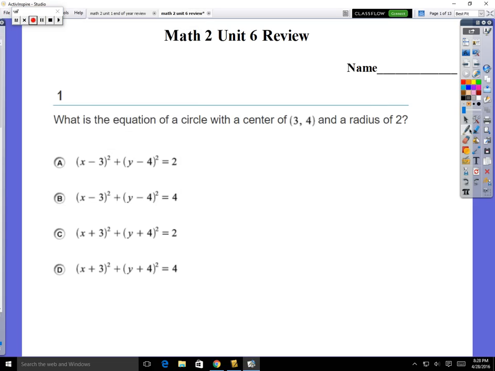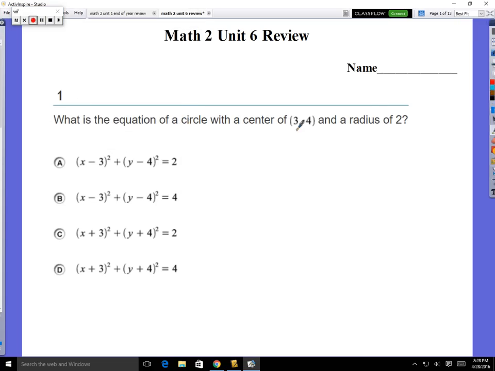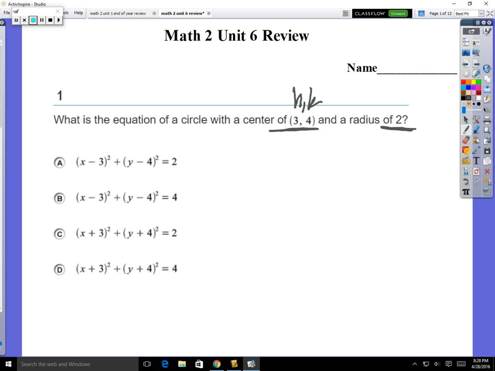Okay, circles. You need a center and a radius, and they gave us both, so this is not too bad. Your center is located at (h, k), and then the radius is 2.